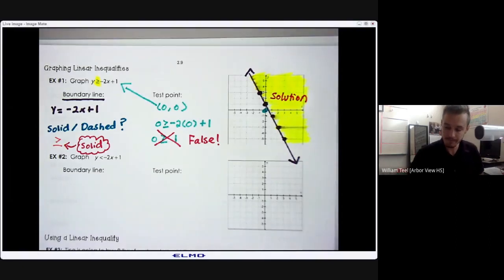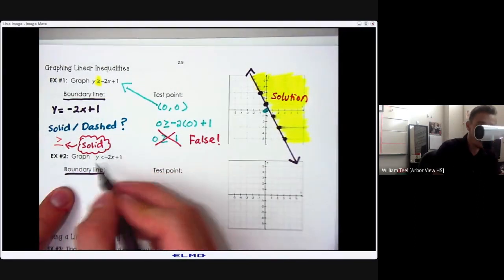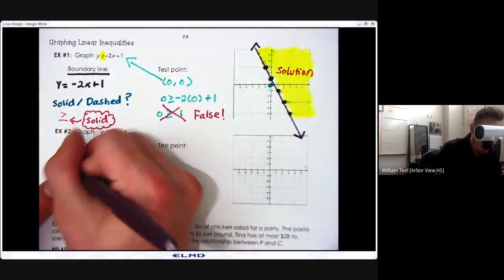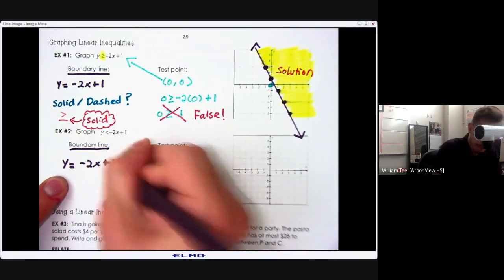All right, let's go ahead and look at example number 2. So example number 2, I have graph y is less than negative 2x plus 1. So like I said before, the first thing I'm going to do is I'm always going to put my boundary line equation first. So I'm literally taking this inequality and replacing it with an equal sign. So I say y is equal to negative 2x plus 1.